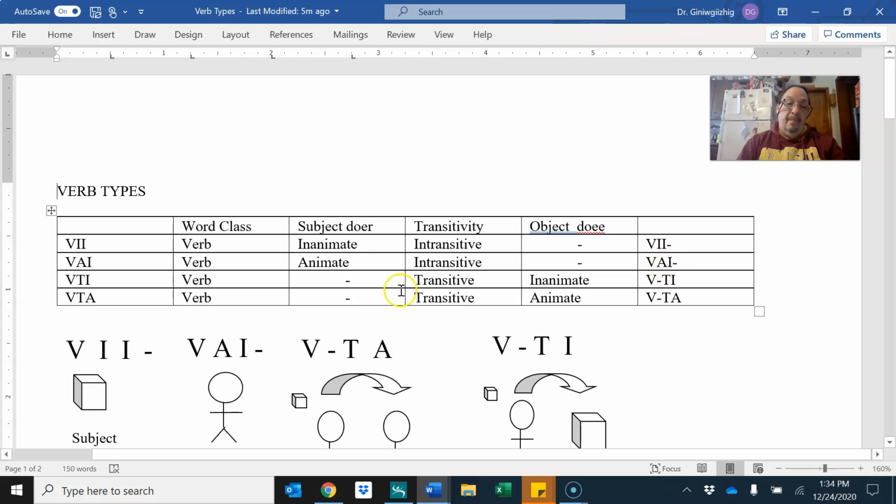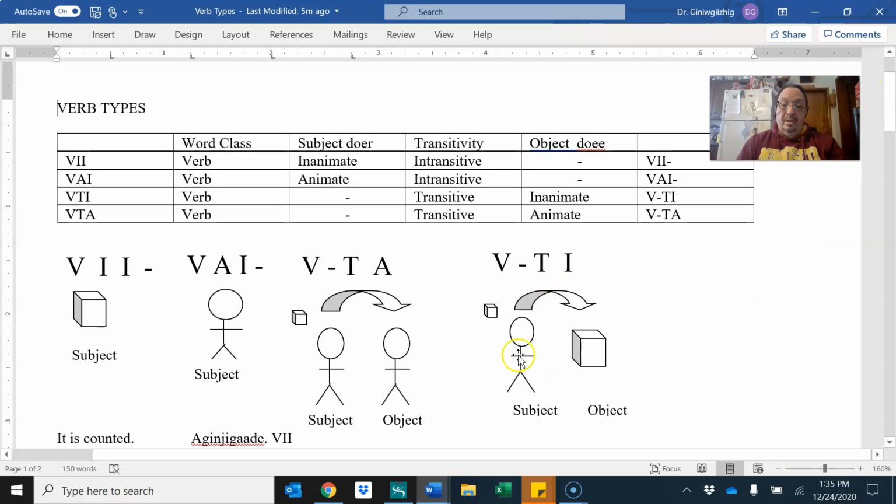So it's a verb, the subject animate, object inanimate, intransitive, therefore no object. And it's left blank. And in VTI, again, the subject could be inanimate or animate, so they leave it blank. Does it transfer onto an object? Yes. In this case, it transfers onto an object that's inanimate. So it should have been V blank TI. Then we've got VTA, verb, the subject could be either one, animate or inanimate, but definitely the object is only animate.